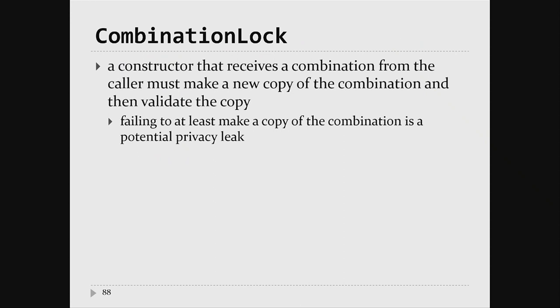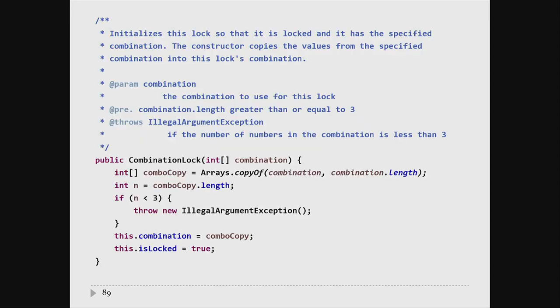The constructor takes in a combination from outside and makes a copy of that combination. So it takes in an array of int. Now this is the lock. The lock is going to be a composition, because it's trying to hide its combination from outside. So you don't want to release a reference to the internal array, because then somebody can see the combination.